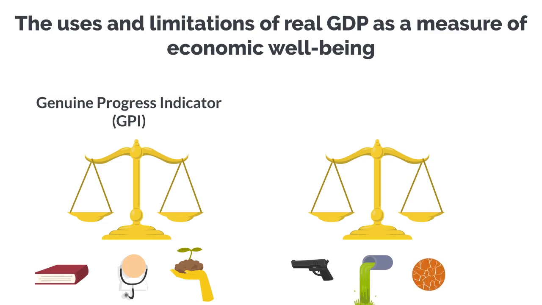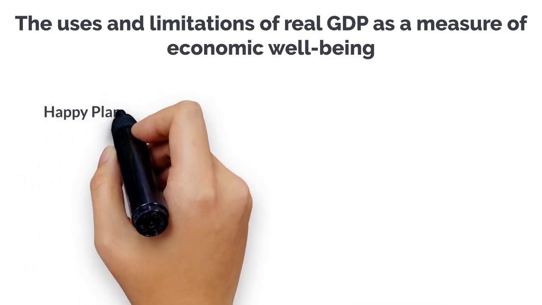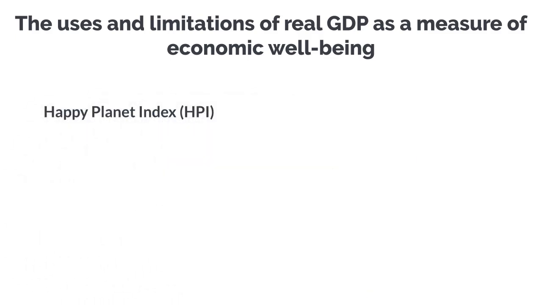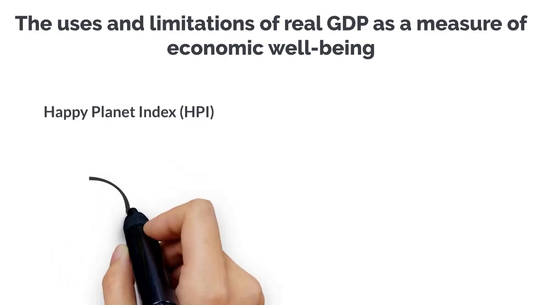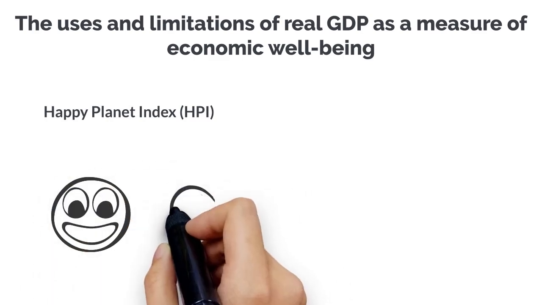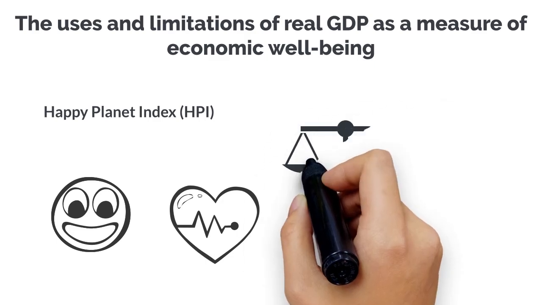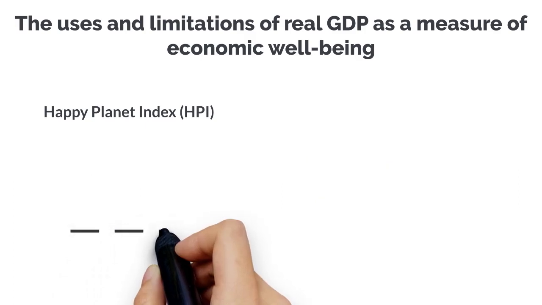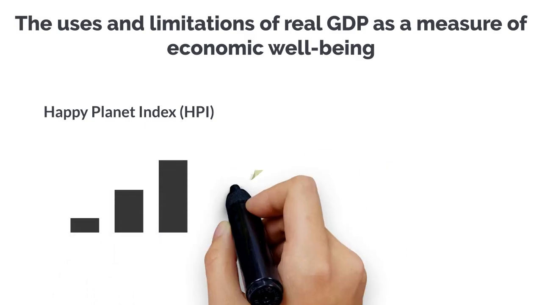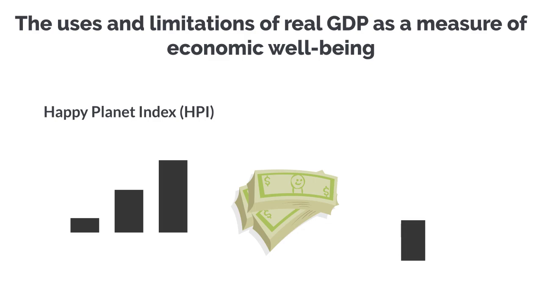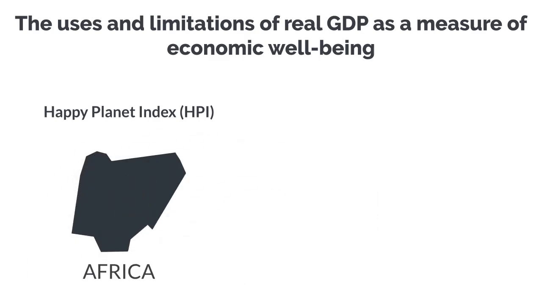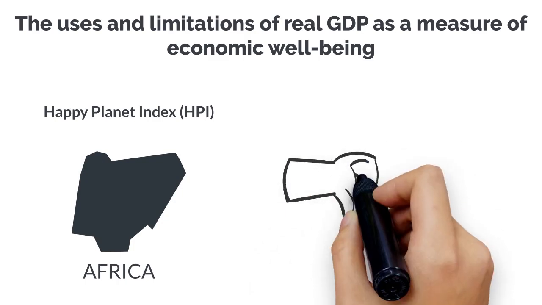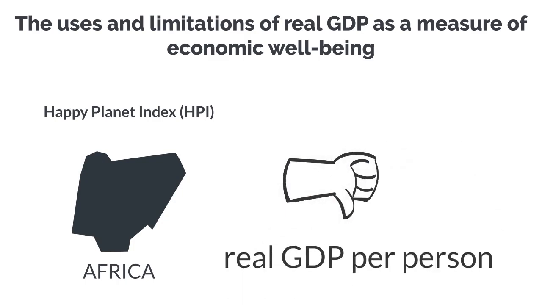Happy Planet Index, HPI, is a measure of a nation's quality of life that includes survey results on happiness, life expectancy at birth, the degree of inequality across society, and the ecological footprint. GDP is a useful indicator of a nation's economic performance, and it is the most commonly used measure of well-being. During the later half of the 20th century, Africa had the lowest level of real GDP per person.